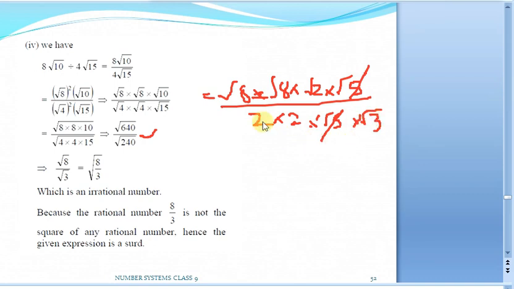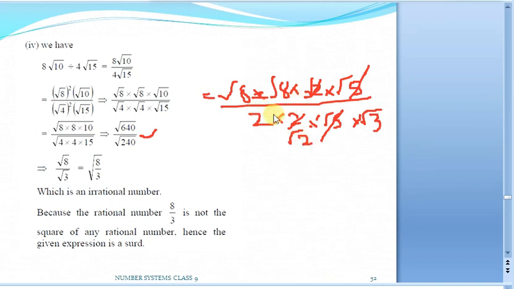Now see what we are left with. Root 2 will go how many times into it? For sure it will go root 2 times. Why? Because root 2 into root 2 is 2. So that is why this root 2 will go root 2 times. So I will write this as root 2.